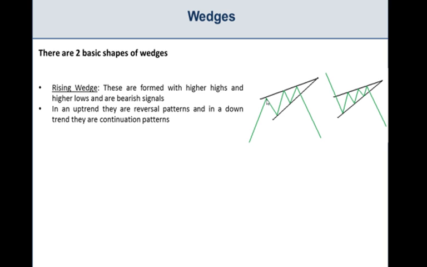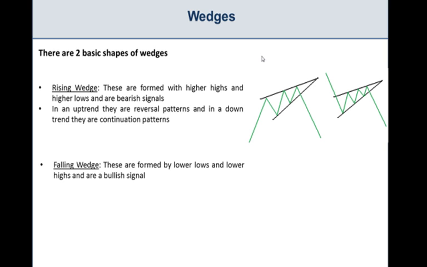As you can see, in both cases we are making higher highs and higher lows, but if we are in an up move, this will be a reversal pattern, and if we are in a down move, this will be a continuation pattern. And in both cases they are bearish signals, and in both cases we are going to wait for the breakout of the lower line of the wedge for us to go short on the asset.